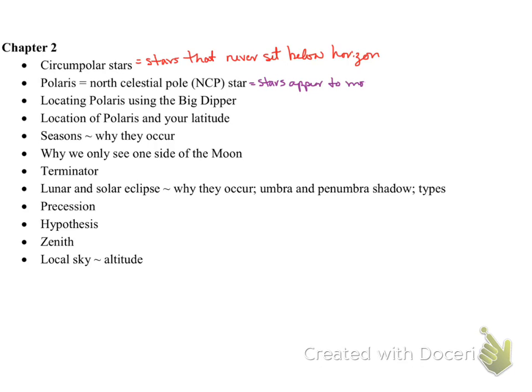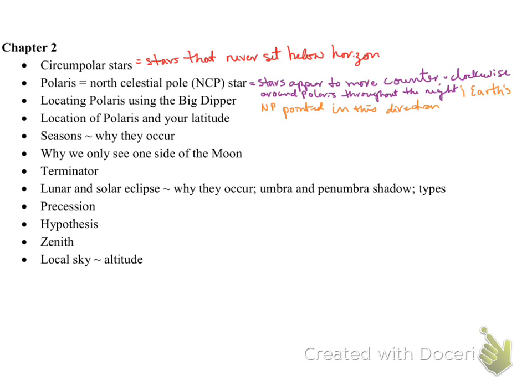Polaris, actually, in the northern hemisphere, we get to have a star that our axis of rotation is pointed towards, and that's Polaris. So as the Earth orbits the sun, its tilted axis of rotation, the North Pole, is always pointed towards Polaris.